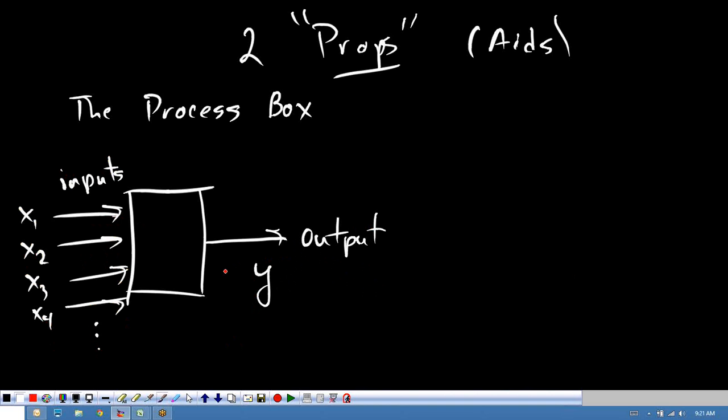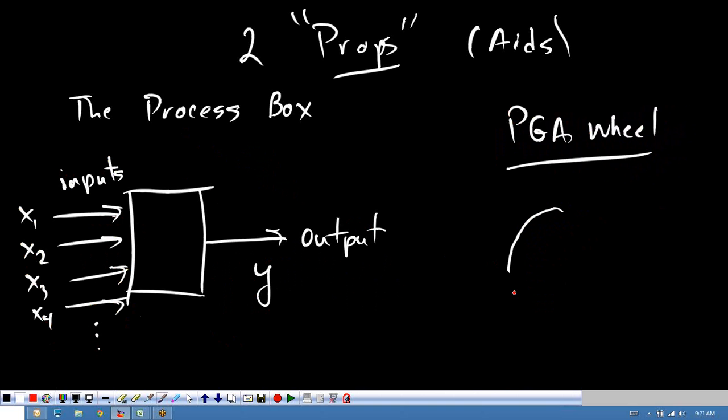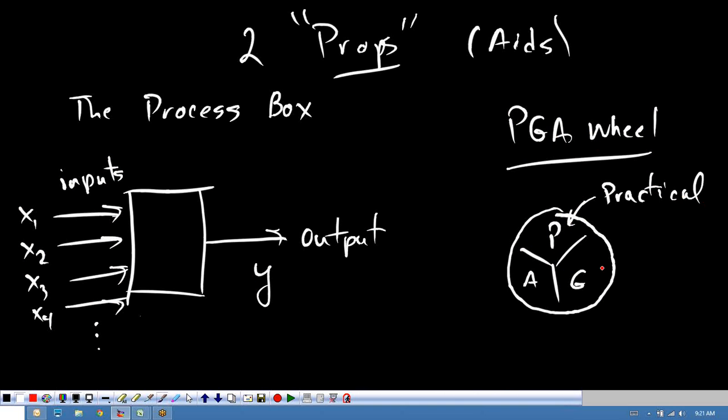The first prop, the process box, is probably the most important one, and this will help you get by. The second prop is called the PGA wheel. This is going to help you keep everything together in its own context. And PGA stands for practical, graphical, and analytical.